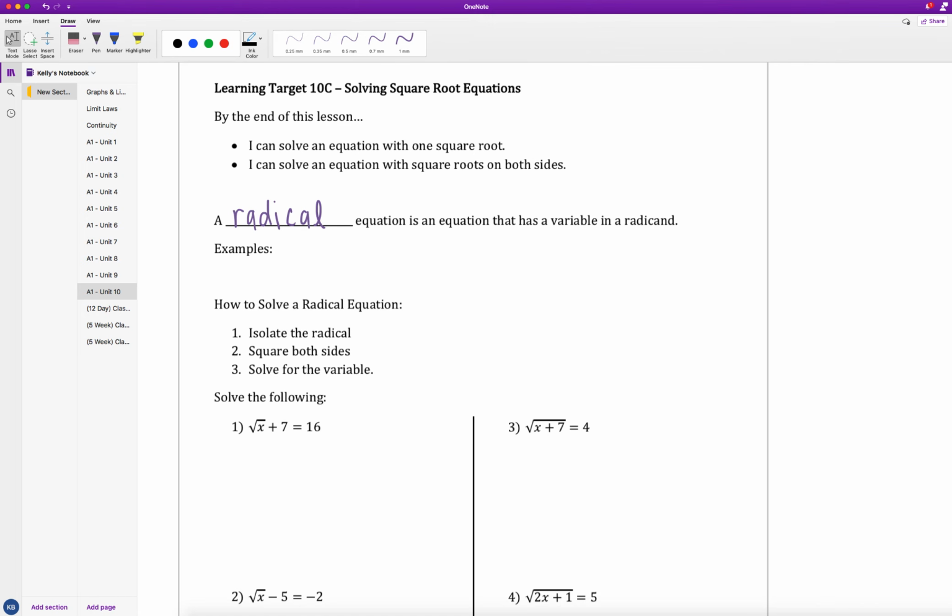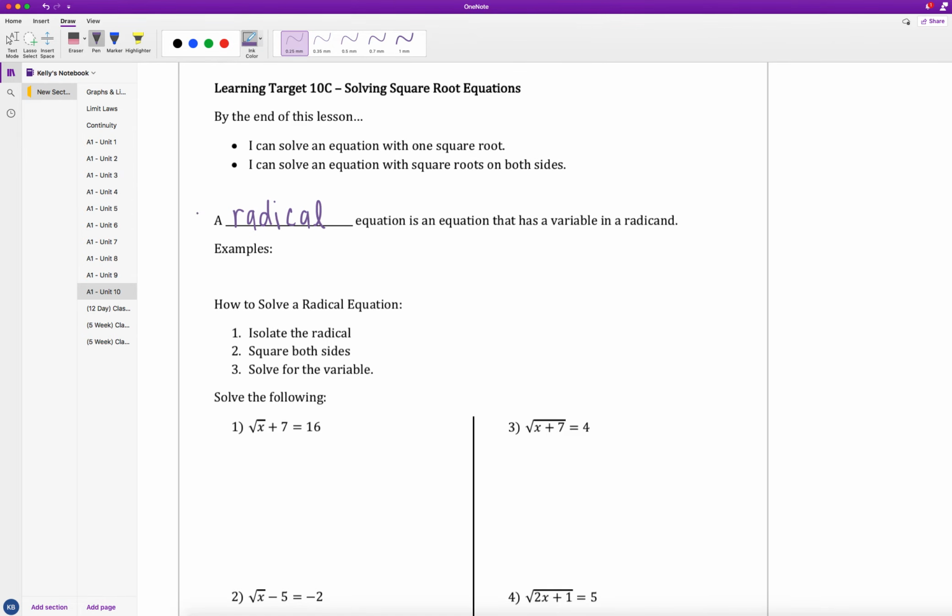With Unit 10. This is the last section in Unit 10, Learning Target 10C, which is all about solving square root equations. By the end of this lesson, you will be able to solve an equation with one square root, as well as solve an equation with a square root on both sides.